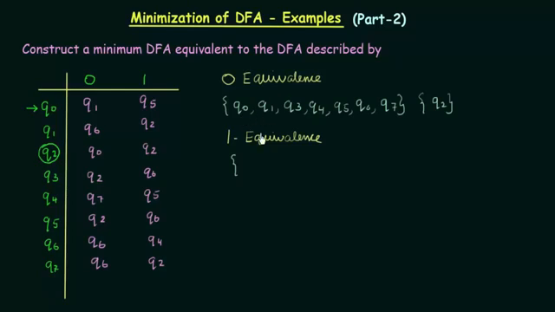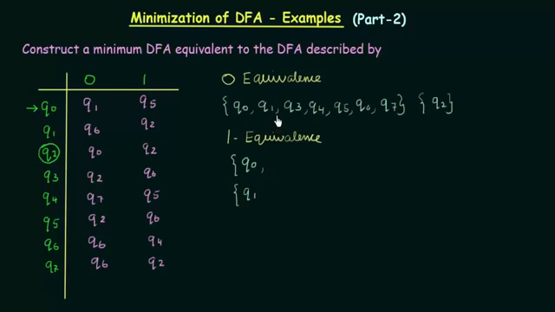Let me check Q0 and Q1. Q0 and Q1, on getting input 0, they go to Q1 and Q6. Q1 and Q6 fall in the same set, so it is fine. And on getting input 1, where do they go? They go to Q5 and Q2. Q5 is in this set, but Q2 is in another set. So they cannot be 1 equivalent to each other. Q0 and Q1 cannot be 1 equivalent. So I'll make a separate set for Q1 over here.